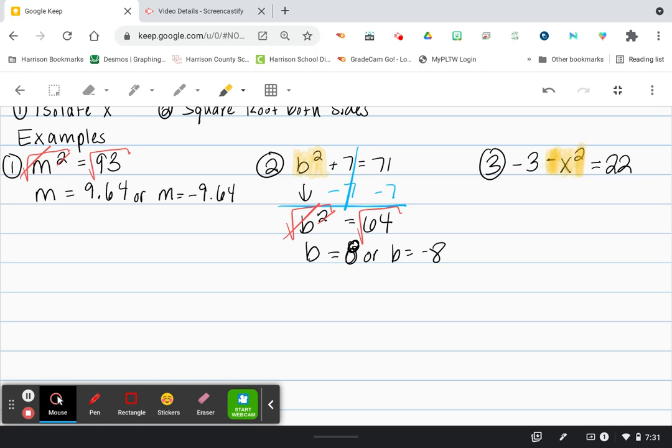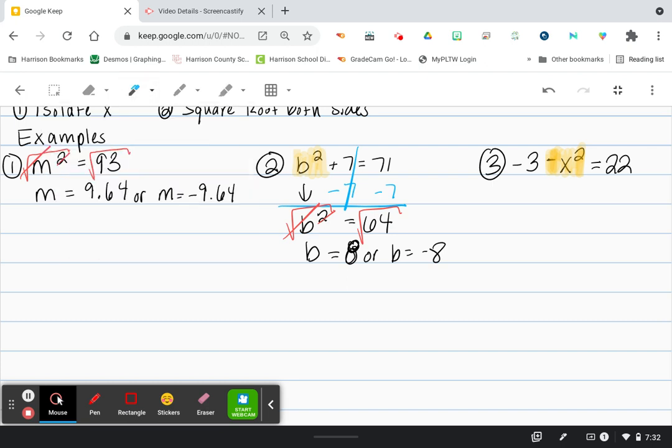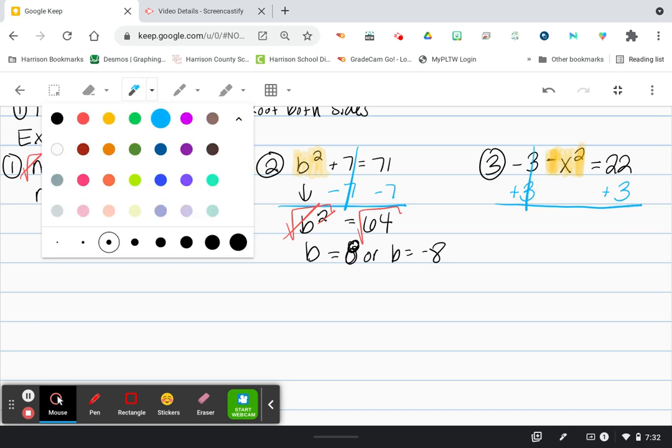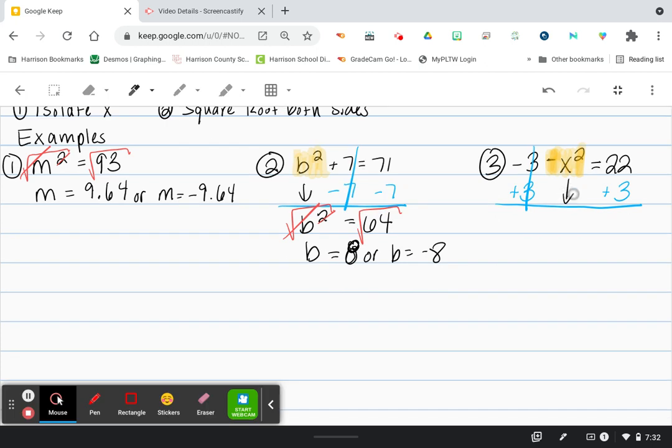So we're going to isolate that x squared. Now here's where you got to be really, really careful. This minus 3 in front, the opposite of minus 3 is plus 3. So we're actually going to add 3 to both sides. And again, very common thing is to lose this negative. So be really careful right here. So you have negative x squared equals 25.